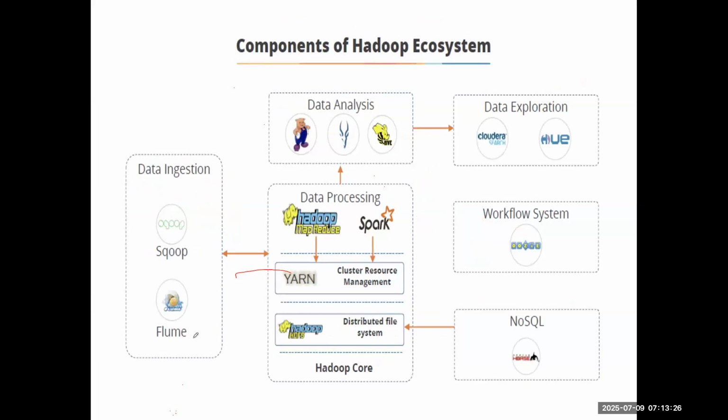Sqoop and Flume we are not covering, but these are data ingestion techniques. We are not using them much. For data analysis we have Hive, Impala, and Pig. I'm not seeing people using Pig and Impala; Hive, some people are using, and we'll see something about Hive also. Workflow, I told you, right? We were using Oozie, but instead of Oozie we will look at Airflow.